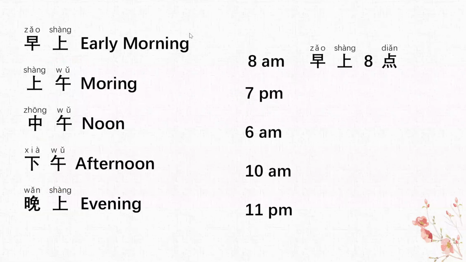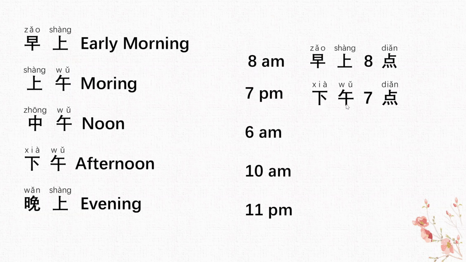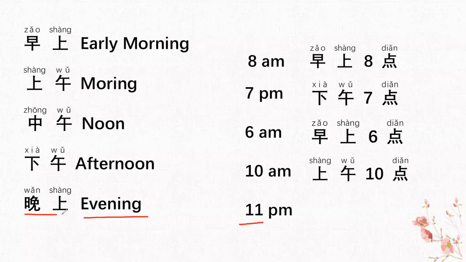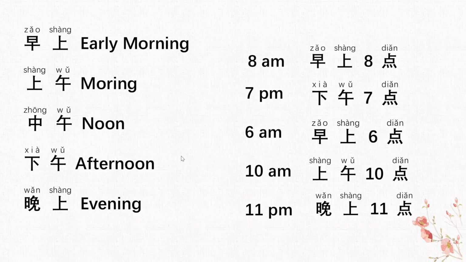So 7 p.m., how could I say? p.m. is 下午, so I say 下午7点. 6 a.m. is also really early. I say 早上6点. 10 a.m. is not that early, just normal morning. So I will use 上午, so I say 上午10点. 11 p.m. is kind of evening, so I will say 晚上11点. Okay, you see? 晚上11点. All right, next page.